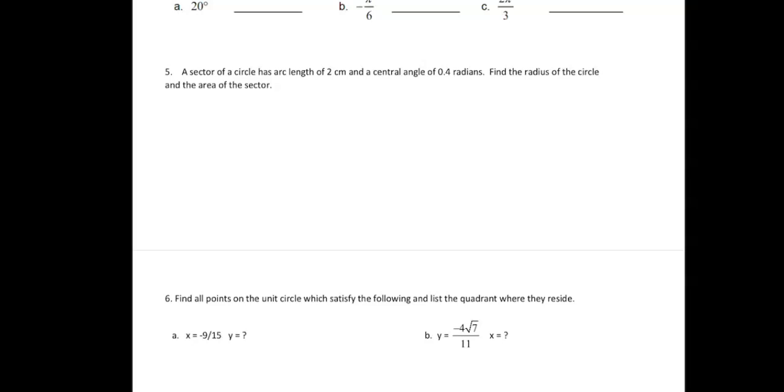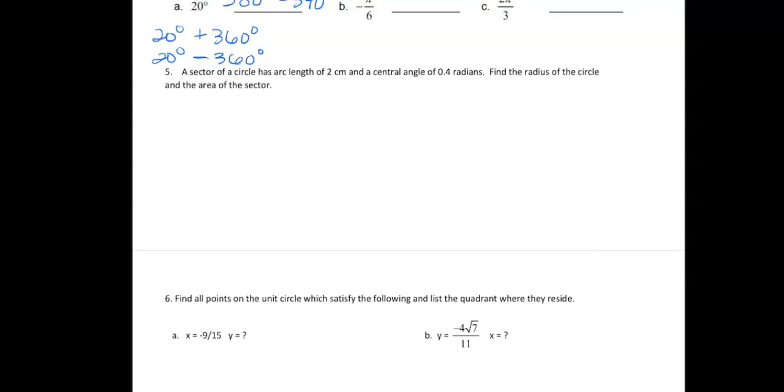So what I want to do is take my 20, and to get another positive coterminal angle, I'm going to add 360 to it. That gives me 380. That's my positive coterminal. Take your 20 and subtract 360 from it, and that gives me negative 340, and that's my negative coterminal angle.